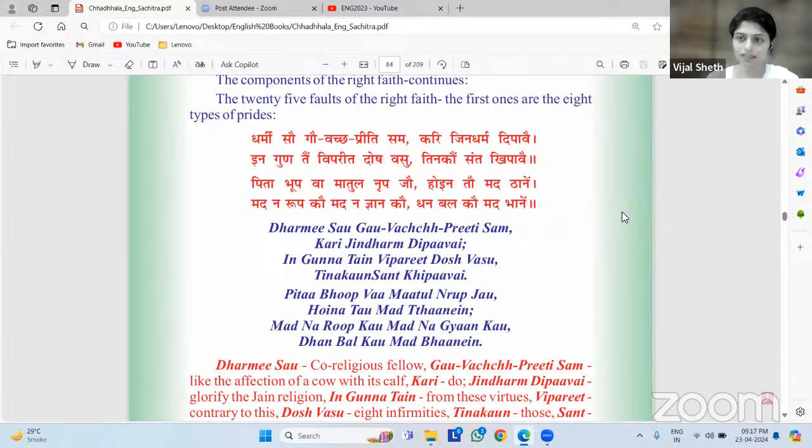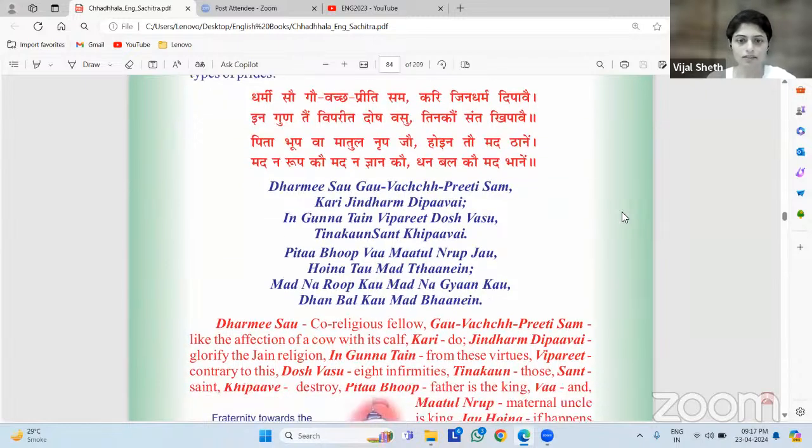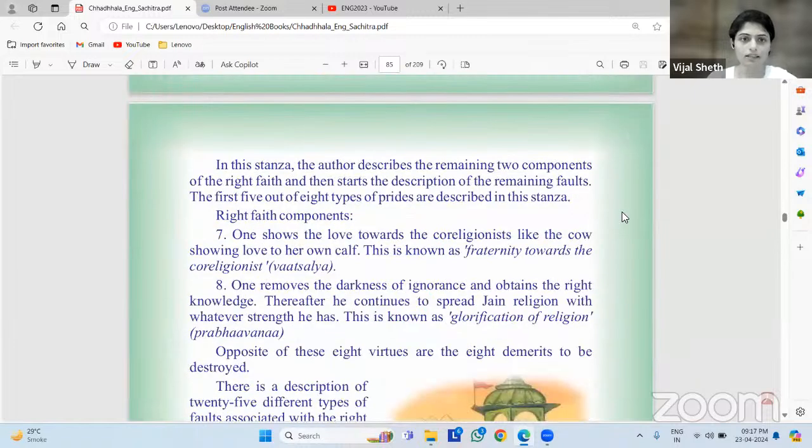I will go to any extent to show my love, dharma bhavna, for the sake of dharma that others also get. So people build all these dharmashalas and mandirs and give free education to Jain children. All of this falls in Vatsalya. They have love for their co-religionists and they are doing seva in that direction. So in this stanza, the remaining two components are described. One shows love towards co-religionists, like the cow showing love to her calf. This is known as Vatsalyang.